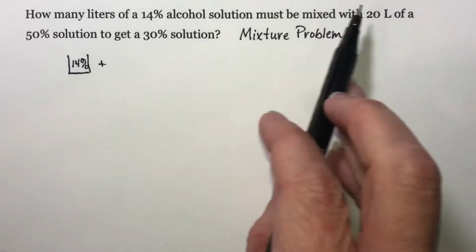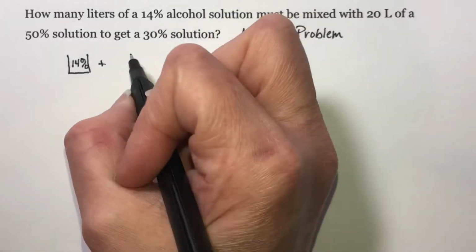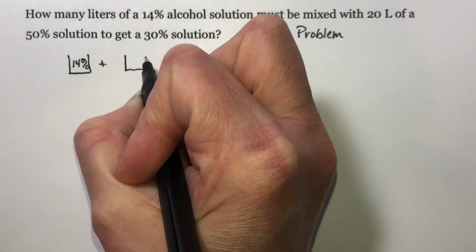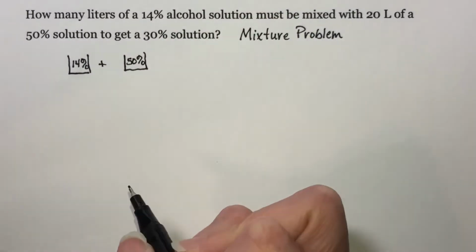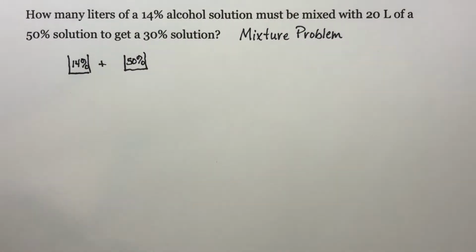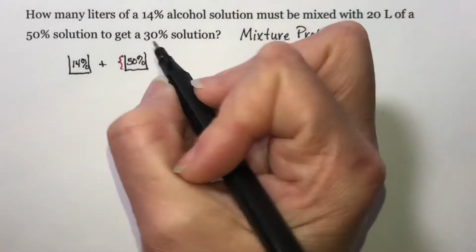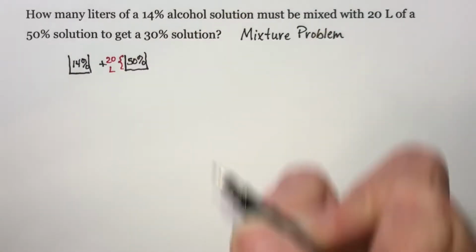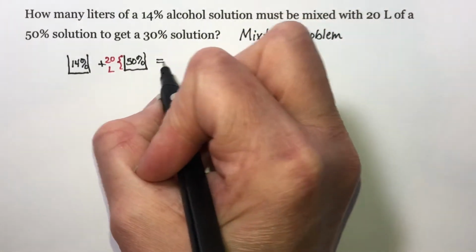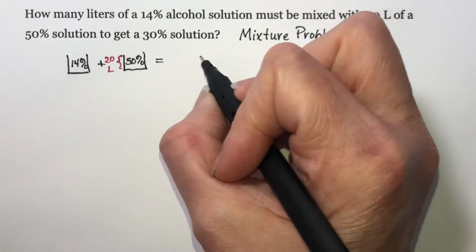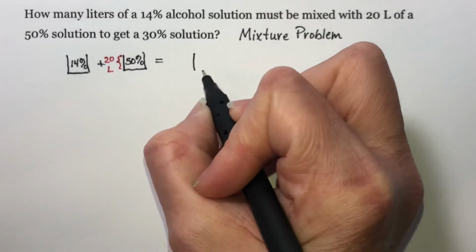I'm going to mix it with 20 liters of a 50% solution. So the one I'm going to mix it with is 50% pure alcohol, and I know that I have 20 liters of it. So however much I have here, that's 20 liters. And I want to end up with a 30% solution. Again, leaving myself some space here.